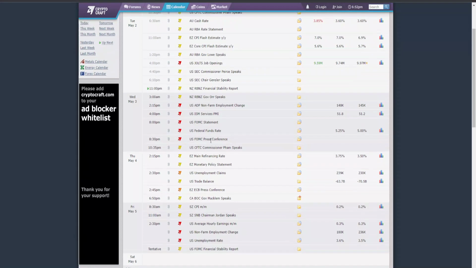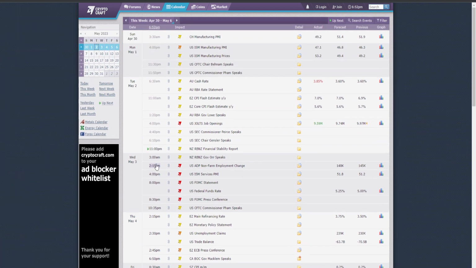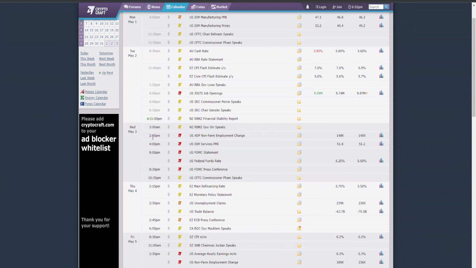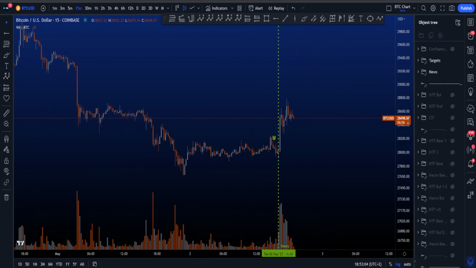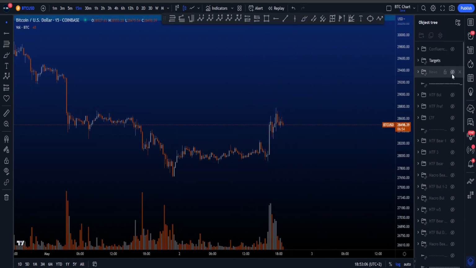If we look at tomorrow, we have a lot of high impact news coming. You see all the red flags over here from basically 2:15 p.m., which is Central European time. That's my time zone, so make sure you adjust this to your own. From 2:15 p.m., then 4 p.m., 8 p.m., 8:30 p.m., we basically have high impact news the whole afternoon to evening. So tomorrow is most likely going to be quite a volatile day. Whatever you do, make sure you trade safe.